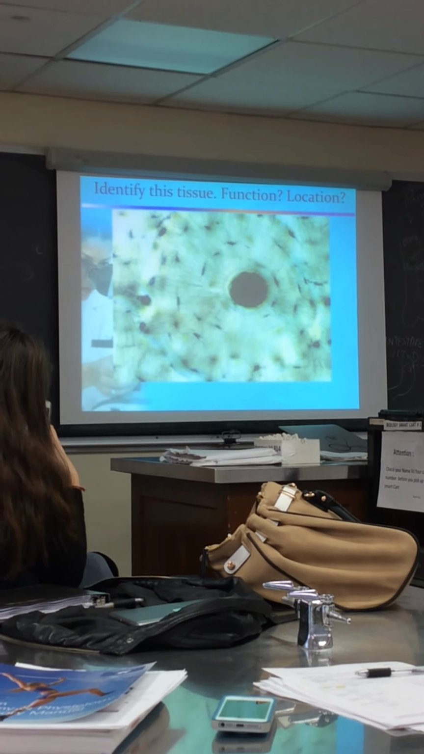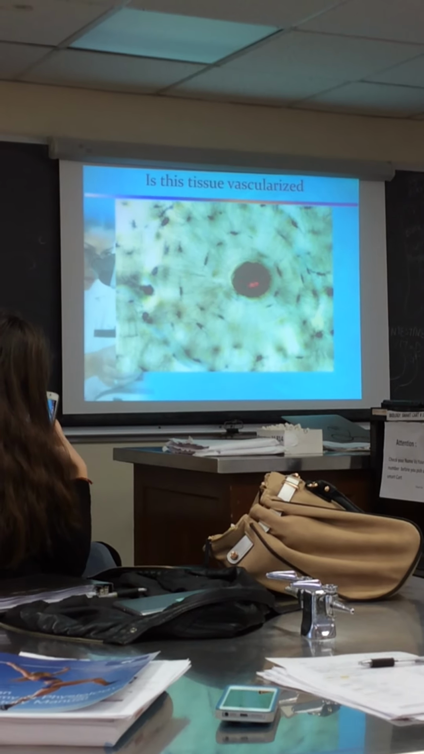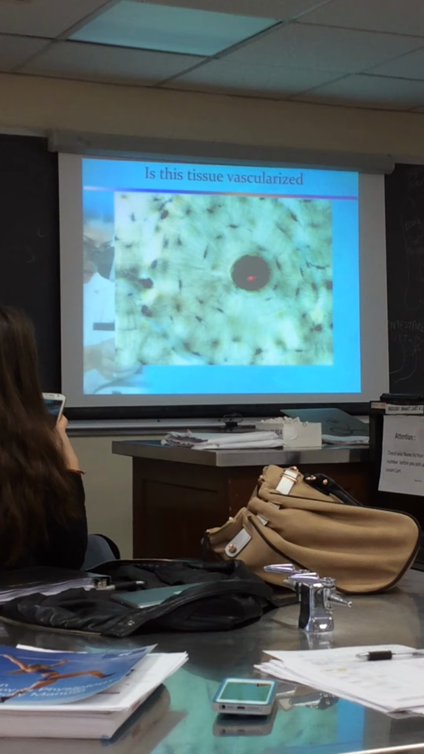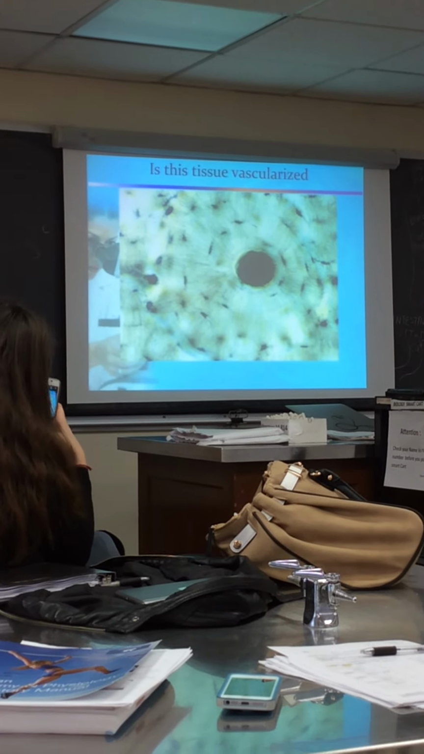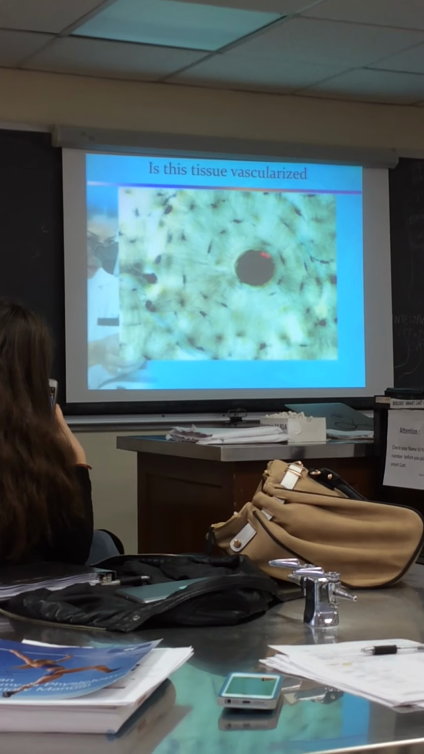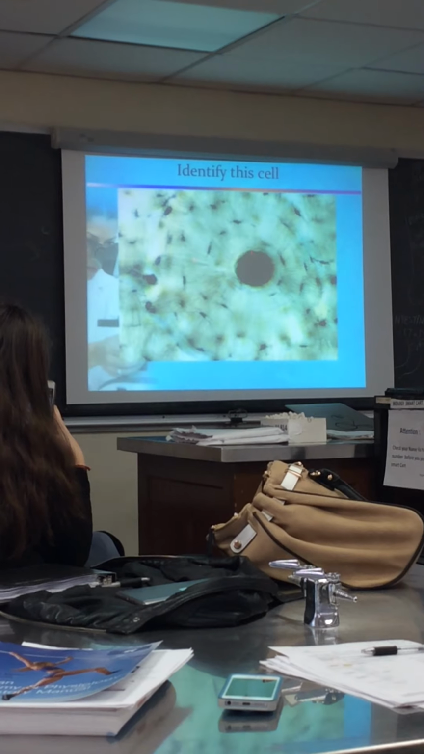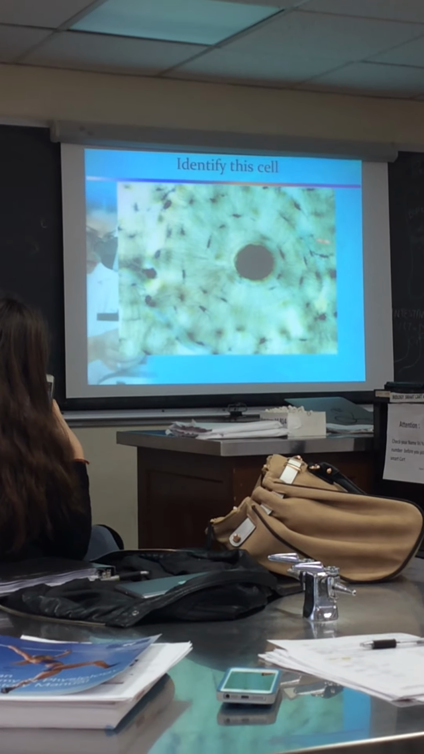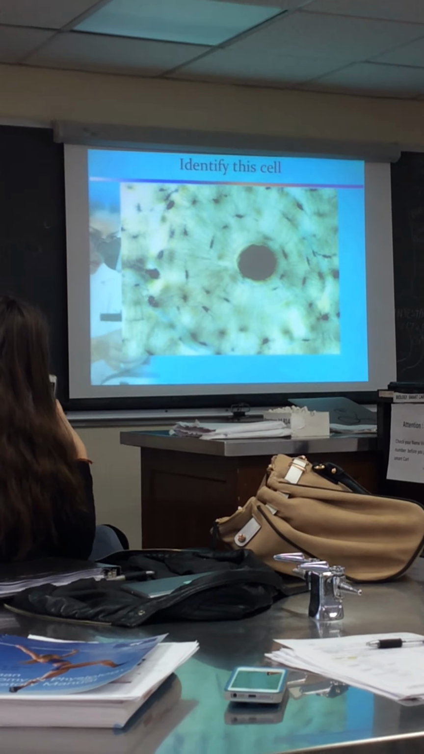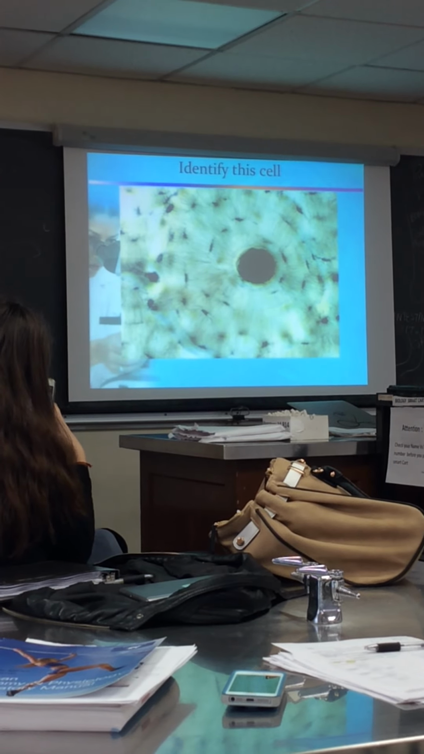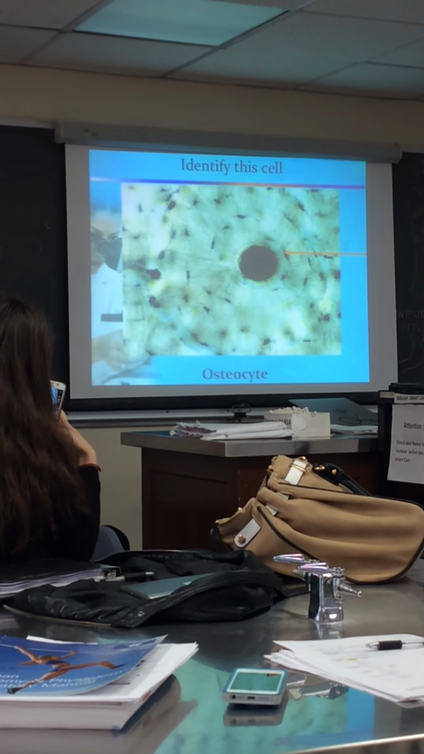Bone tissue. If the question is, identify this structure: Haversian canal. Is this tissue vascularized? Yes. In fact, the Haversian canal contains the blood vessels. If the question is, identify this cell: osteocyte, right? And we learned today that the function of the osteocyte is to maintain the bone matrix, right? That's the function of osteocytes.